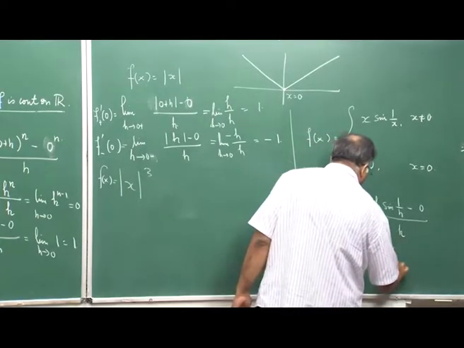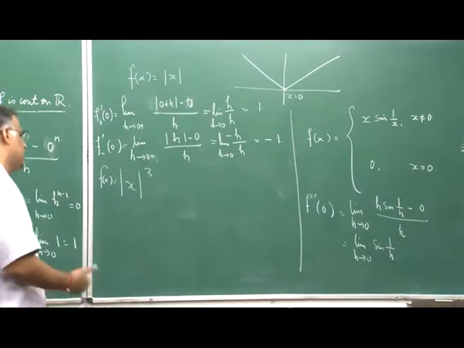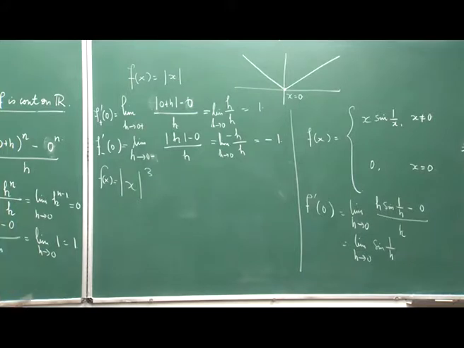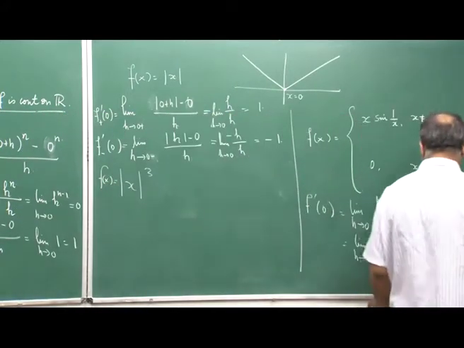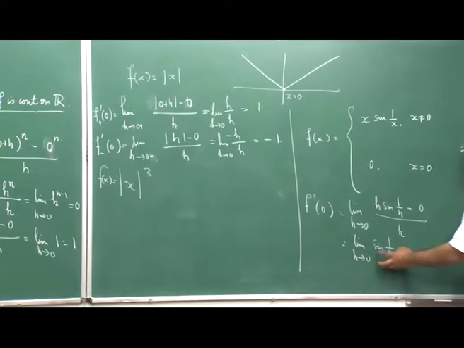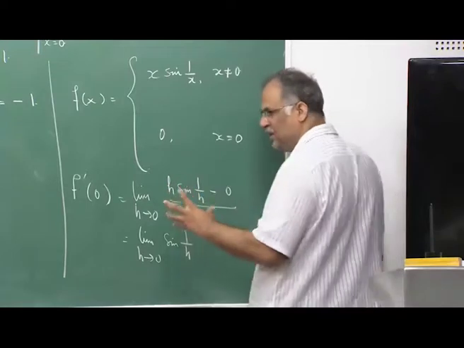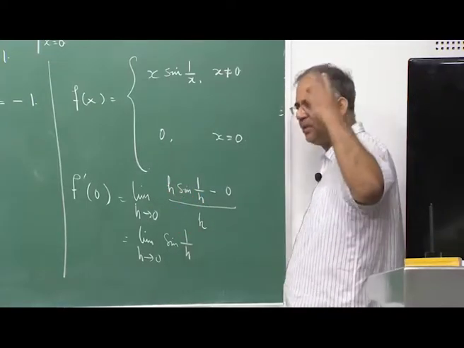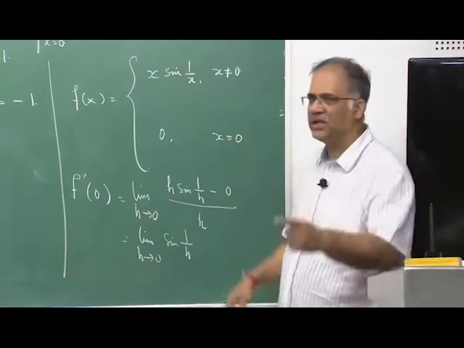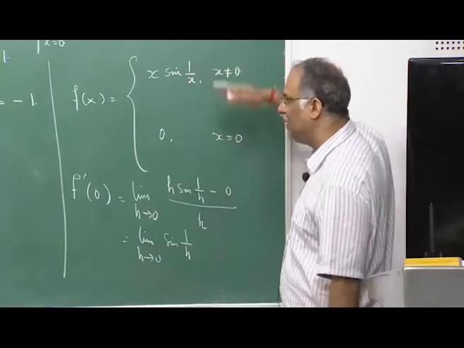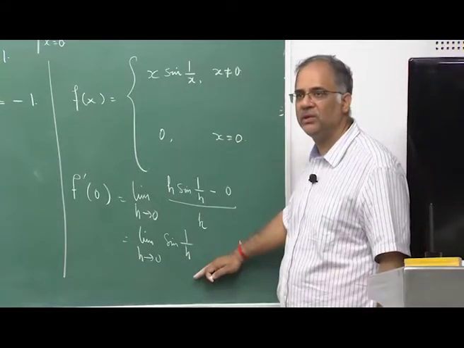because as h is tending to 0, say from the right side, it does not matter. What would happen? It is tending to 0 from the right side means 1 by h becomes bigger and bigger and bigger. But as it goes bigger and bigger, if you remember the graph of the sine function, its values oscillate between minus 1 and 1, it does not stabilize to any limit.